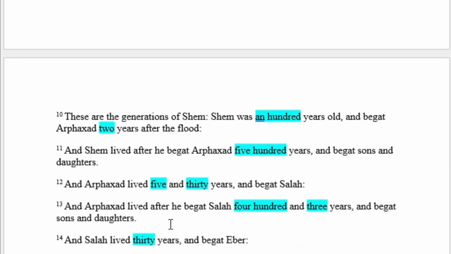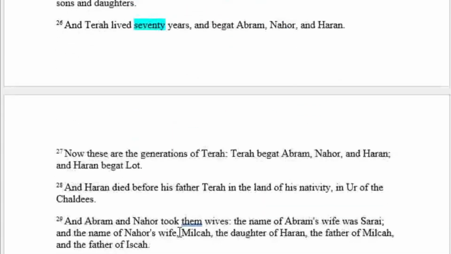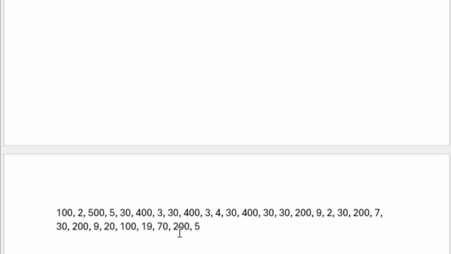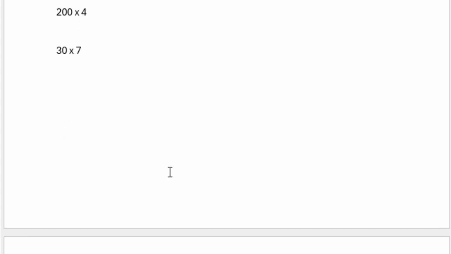This is the analog farm right after the Babel story. So I've done the same thing with it. I collect all the numbers, put them down here, and what we see is these are all said 1 time. These are all said twice. 400 is said 3 times. 200 is said 4 times. 30 is said 7 times.